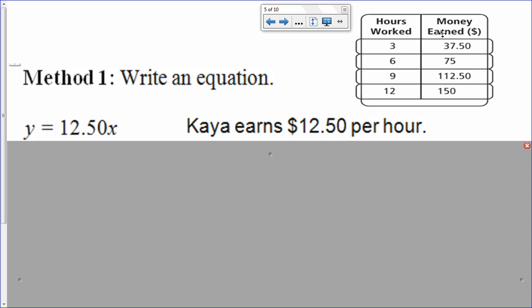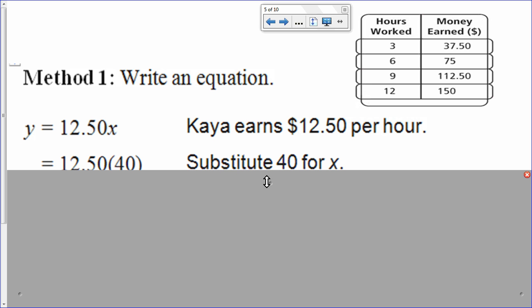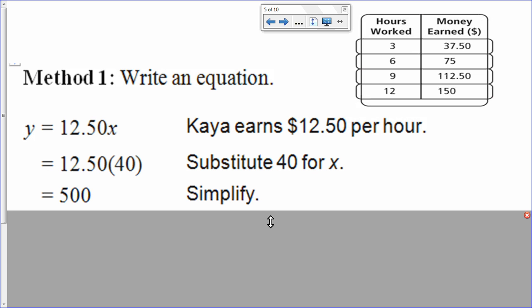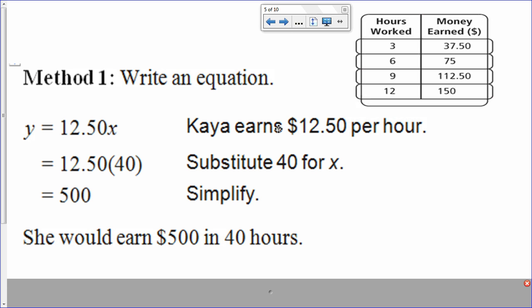So her money earned, her y, is going to be equal to however many hours she worked, our x, times $12.50. So now we're going to substitute in 40 for x because we want to know how much she makes for working 40 hours, and simplify it. She would earn $500 in 40 hours.